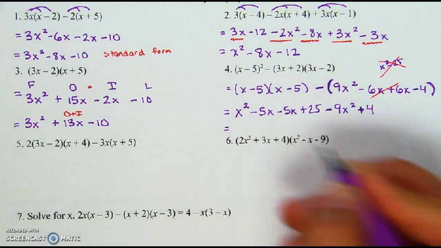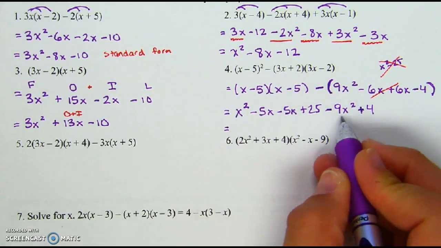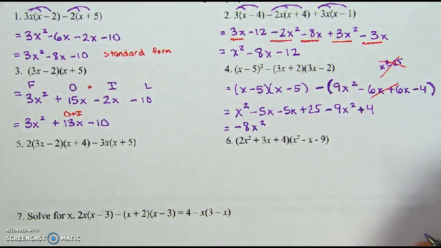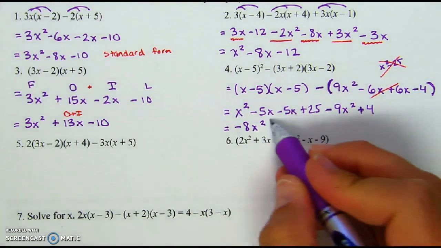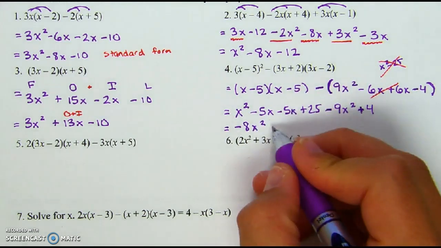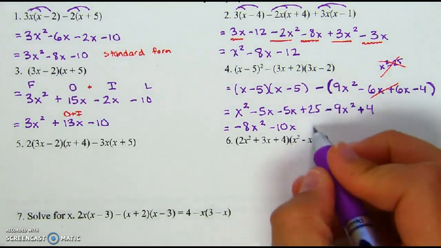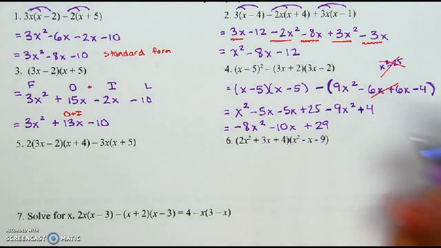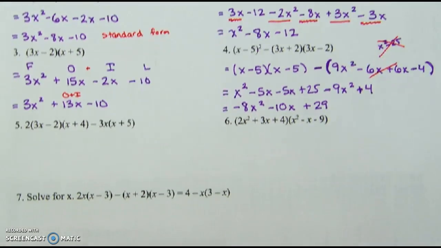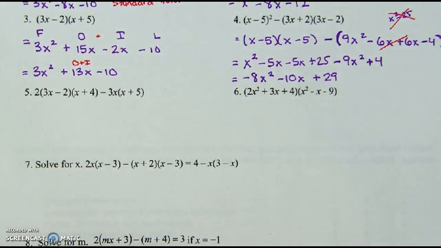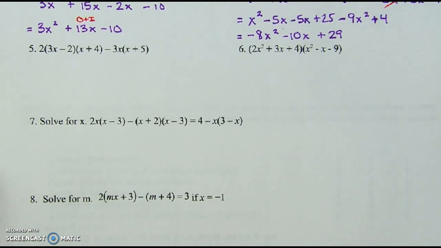All right, should I combine like terms? Can it fit if I write tiny? 1x squared minus 9x squared is -8x squared. And how many x's do we have? I see -5 and -5, so minus 10x. And then 25 plus 4, 29. This is all looking good to me. I don't know how it's looking to you. Mine's a little tight, so I'll try and give you guys more room when I print these out.